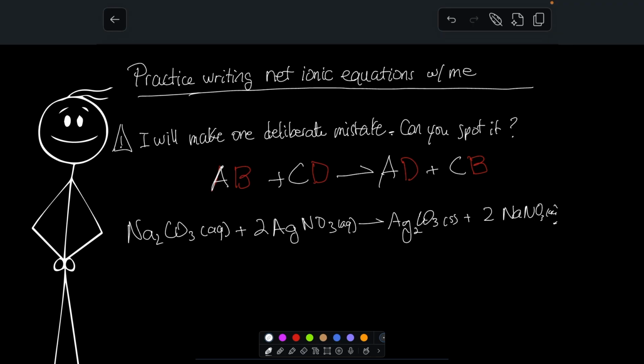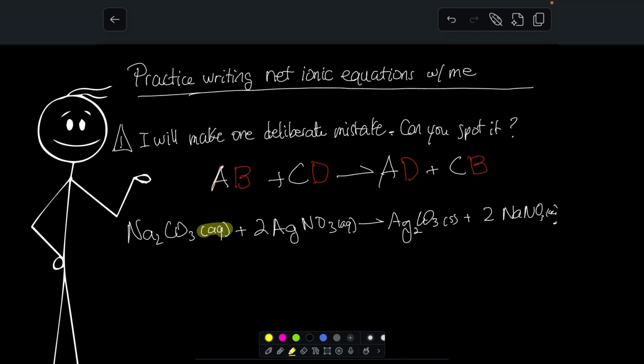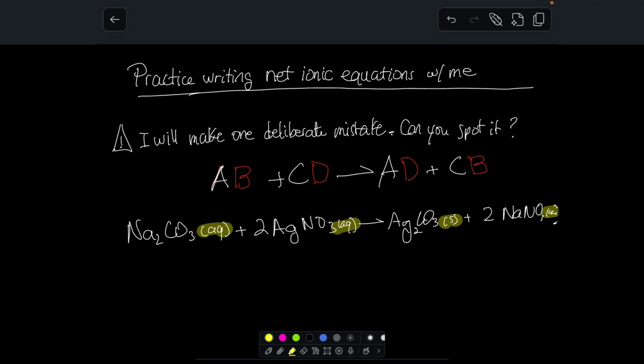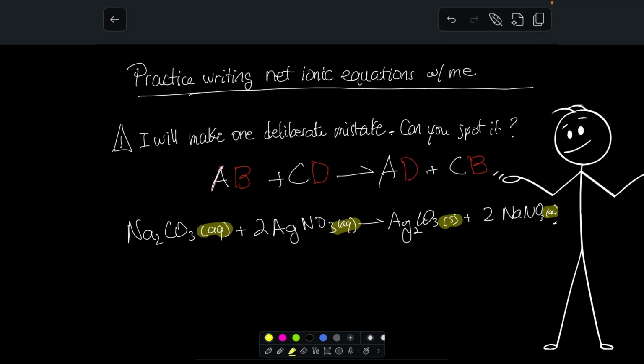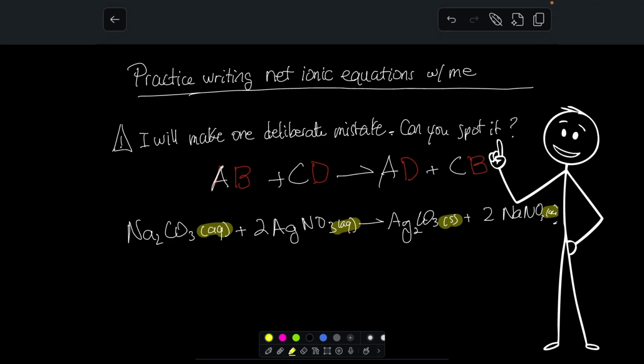So why are these states very important? Well, it turns out that only the aqueous compounds will break apart into their respective ions. What do I mean by that? Here is what I mean.